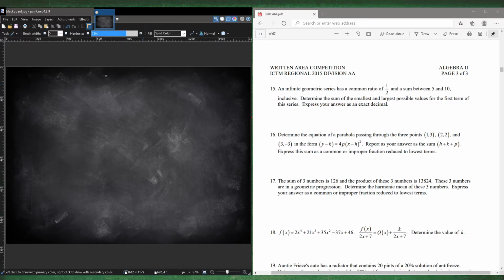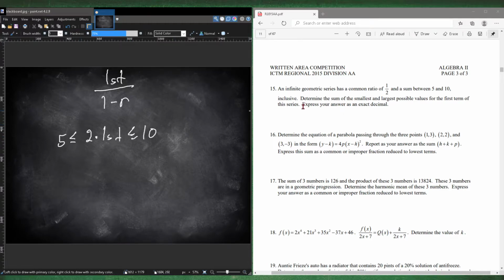So basically, the formula is going to be the first term divided by 1 minus the ratio. That's always the sum for an infinite geometric series. So we just have our first term divided by 1 minus 1/2, which is just 1/2, which is the same thing as 2 times the first term. So that sum is between 5 and 10. Inclusive means that it includes 5 and 10. That's why it's less than or equal to.